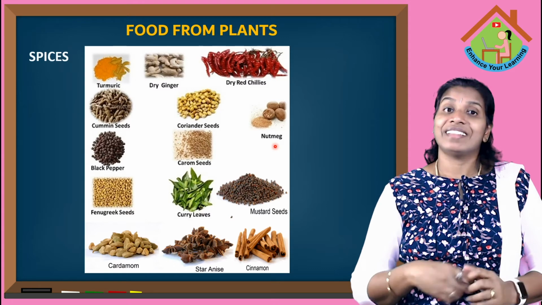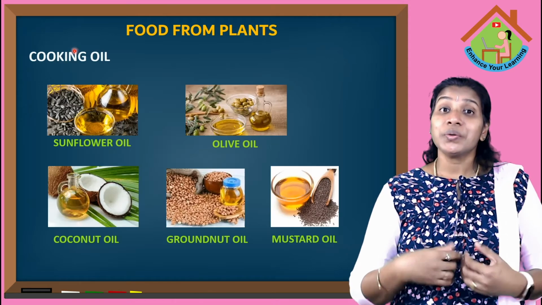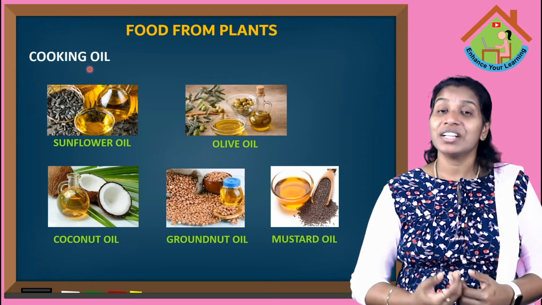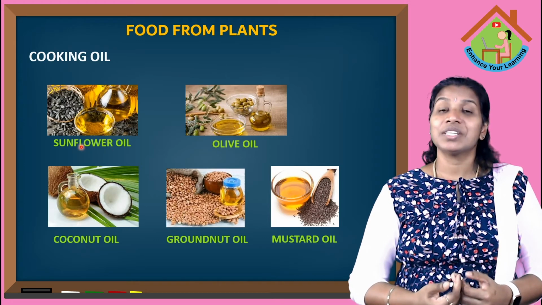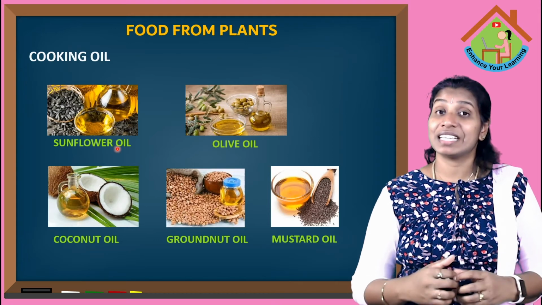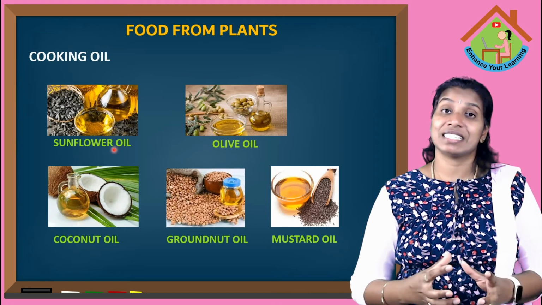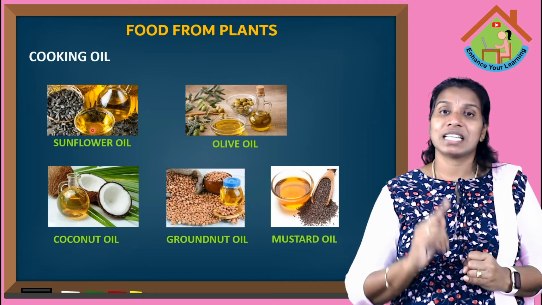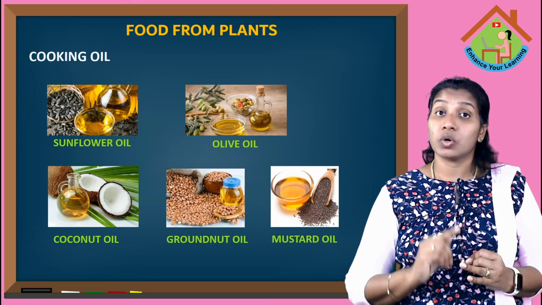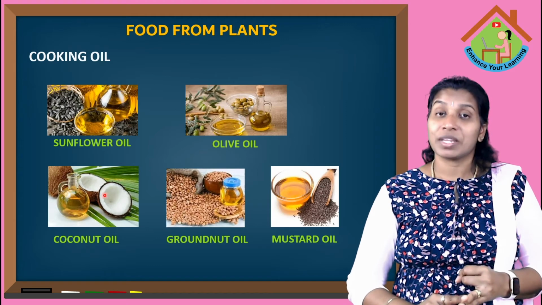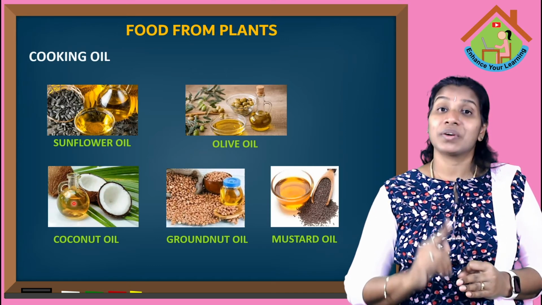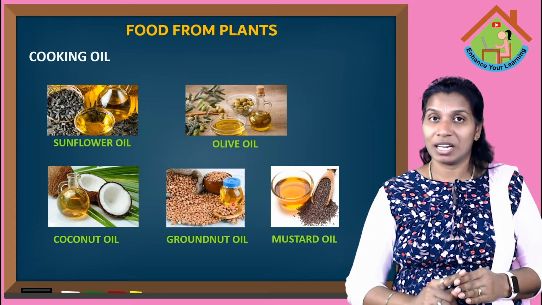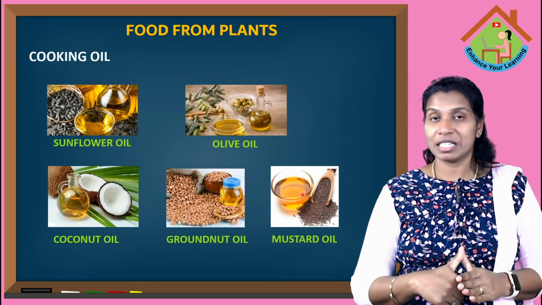Okay kids. Next one is we are getting cooking oil from the plants. Okay, so what are the cooking oils we are getting from different seeds? Okay, so let us see that. From sunflower seeds we are getting sunflower oil. Okay, and from the olives we are getting olive oil, and from the coconut we are getting coconut oil, and from the groundnut we are getting groundnut oil, and from the mustard seeds we are getting mustard oil.